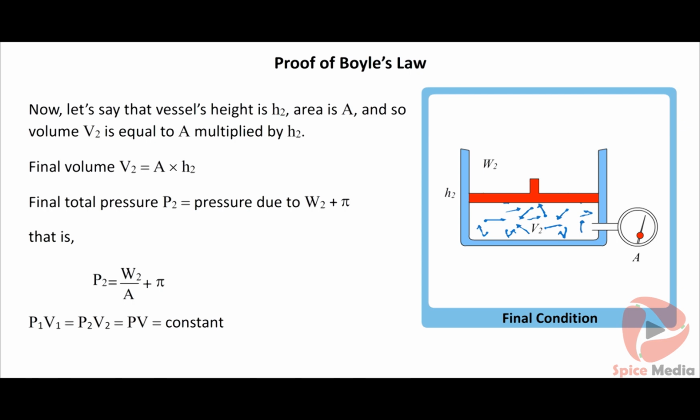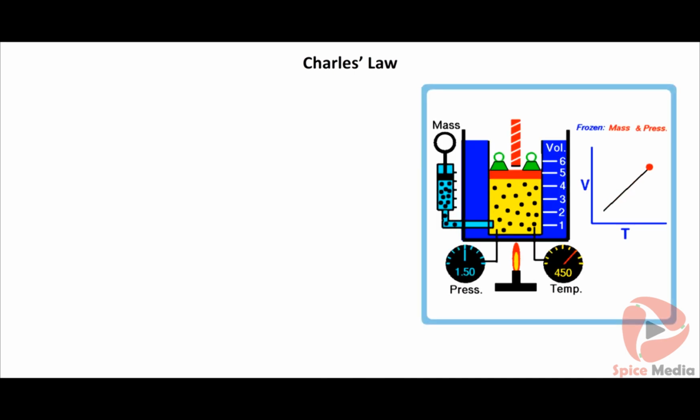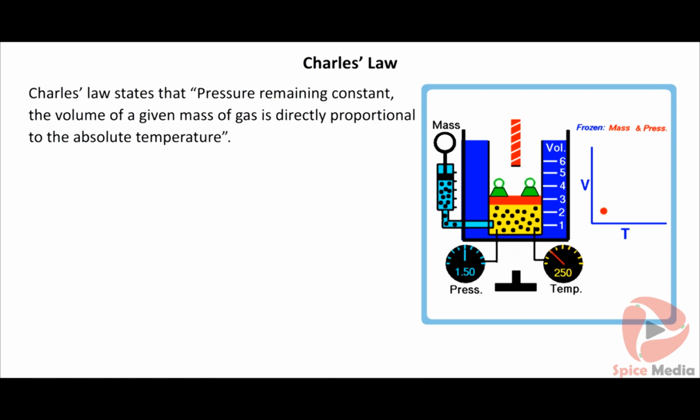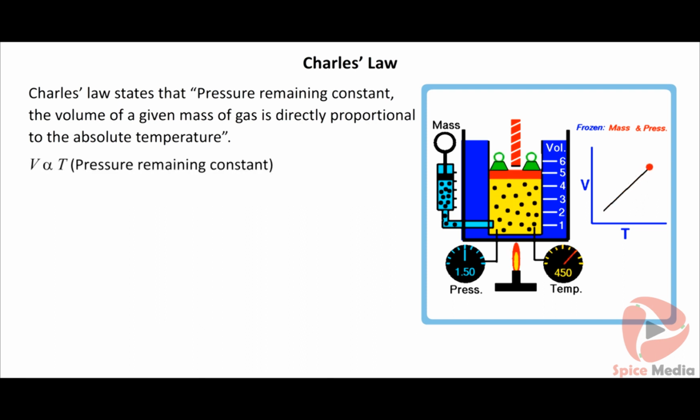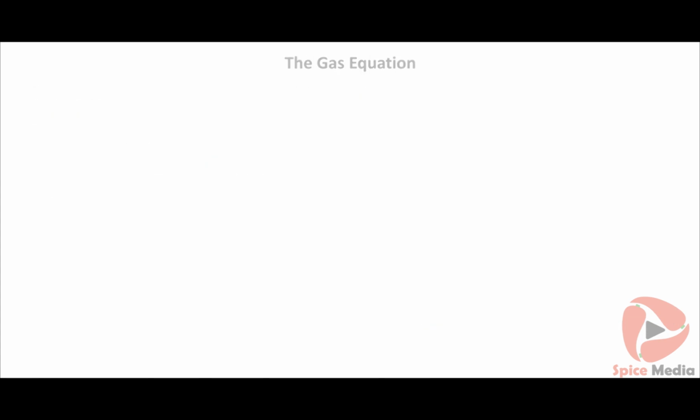We have one more gas law called Charles' law. It is also called the law of volumes. This law explains the behavior of expansion of gases on heating. Charles' law states that, pressure remaining constant, the volume of a given mass of gas is directly proportional to the absolute temperature. This can be given in the form of an equation as V is proportional to T, pressure remaining constant, or in other words, V by T is equal to a constant. If we represent the values of volume and temperature in a graph, it would be a straight line.